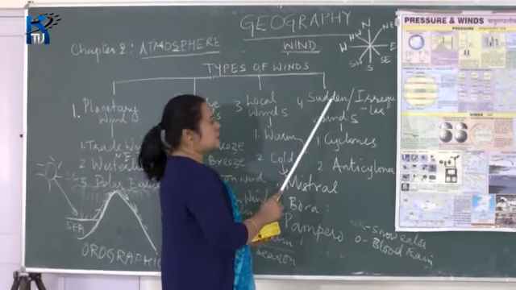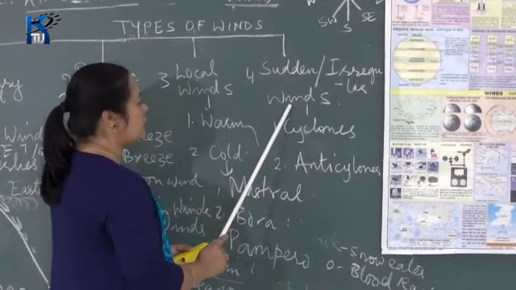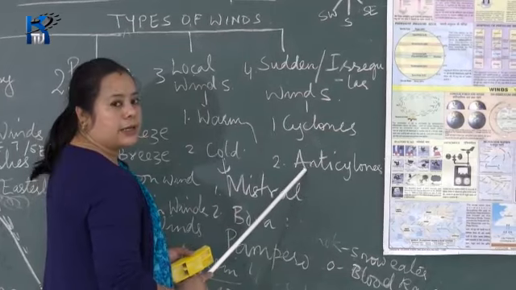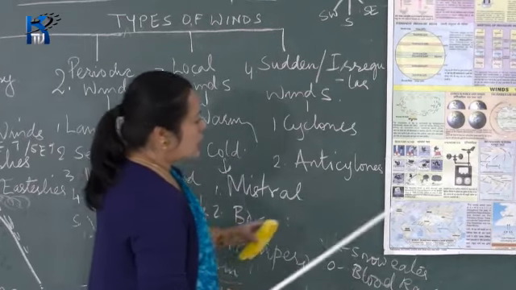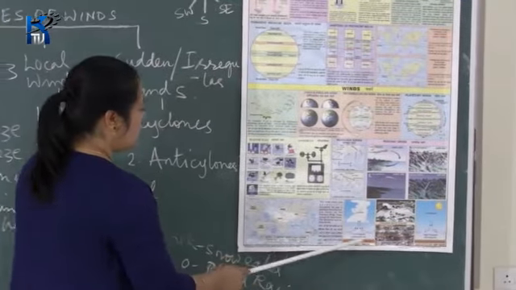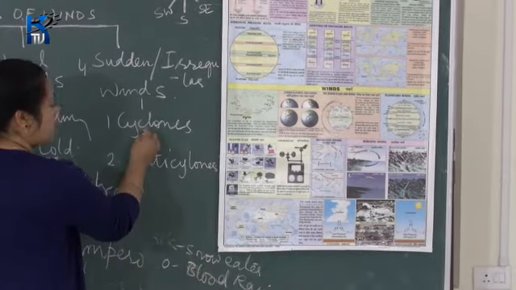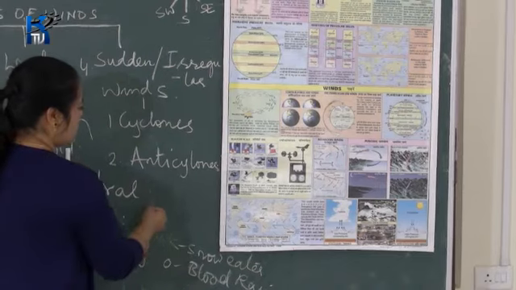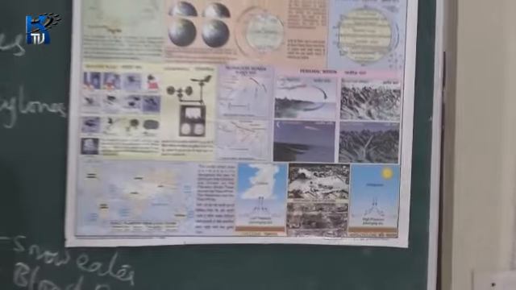Next is sudden or irregular winds, cyclones and anticyclones. Cyclones and anticyclones. Cyclone forms because of the high pressure. Wind always blows from high pressure to low pressure.